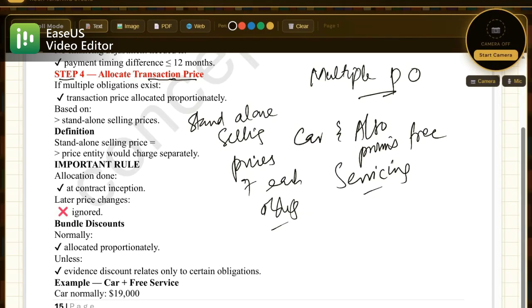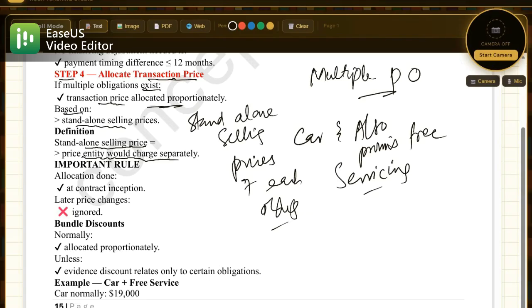Now, if multiple obligations exist, the transaction price is allocated proportionately based on the stand-alone selling price. Stand-alone selling price means the price the entity would charge separately. Clear? This is the definition: the price the entity would charge if the goods or services were sold separately. Think of it as the normal market price of each item sold on its own.